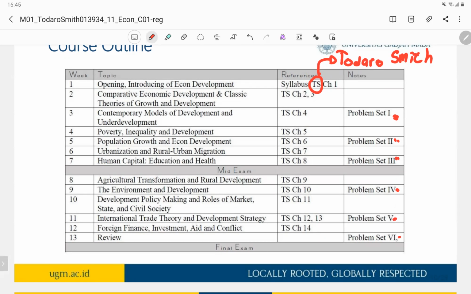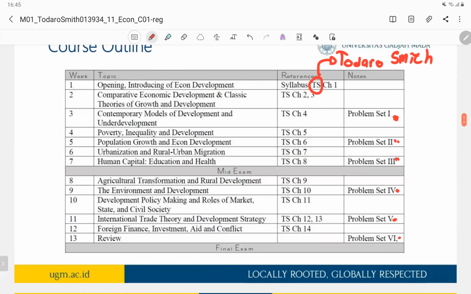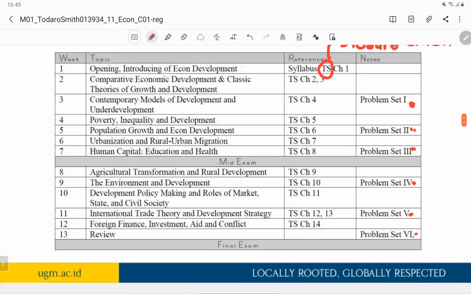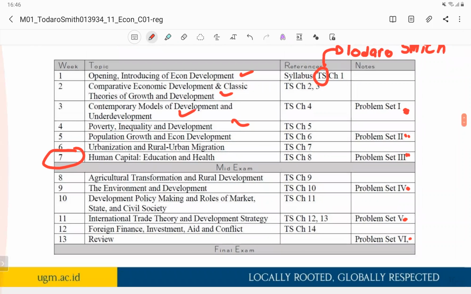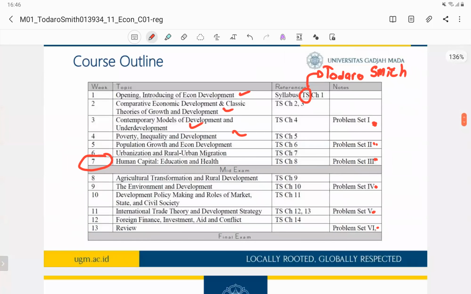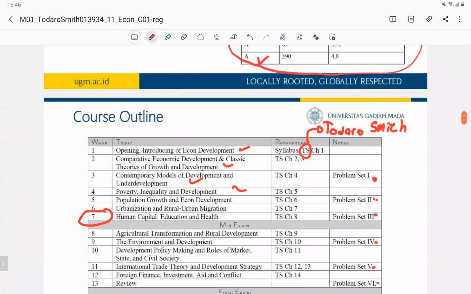So as you see, this is the range of our course. We will talk a lot about today's introduction to economic development, and then next week we will talk more about the classic theories, and then contemporary models, and then poverty. And then for week 7, this will be handled by Pak Gumilang, because he's one of the experts in education and health economics in our faculty. So that's the characteristic of our class.